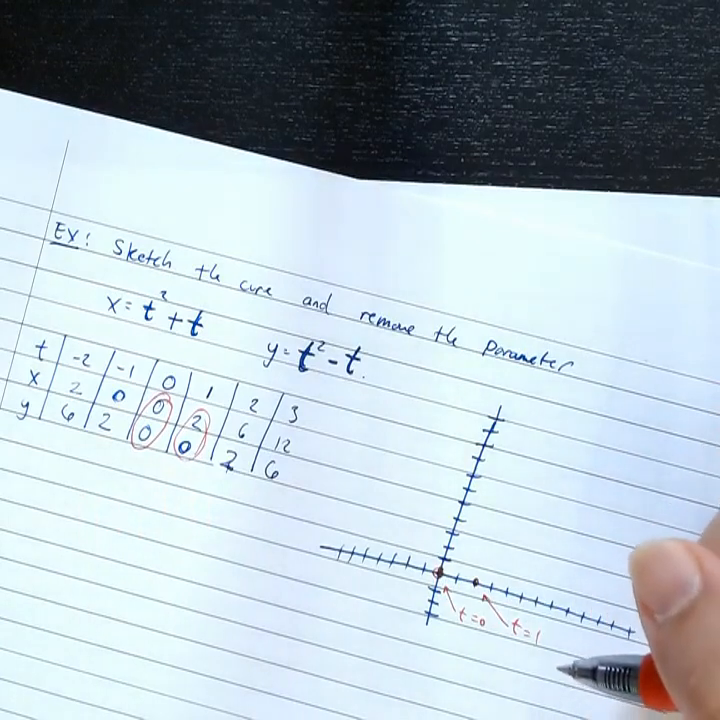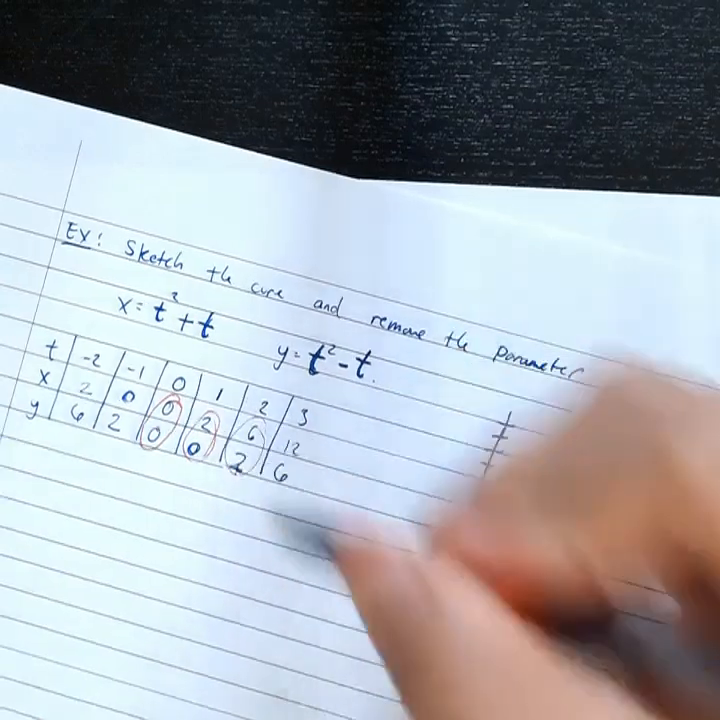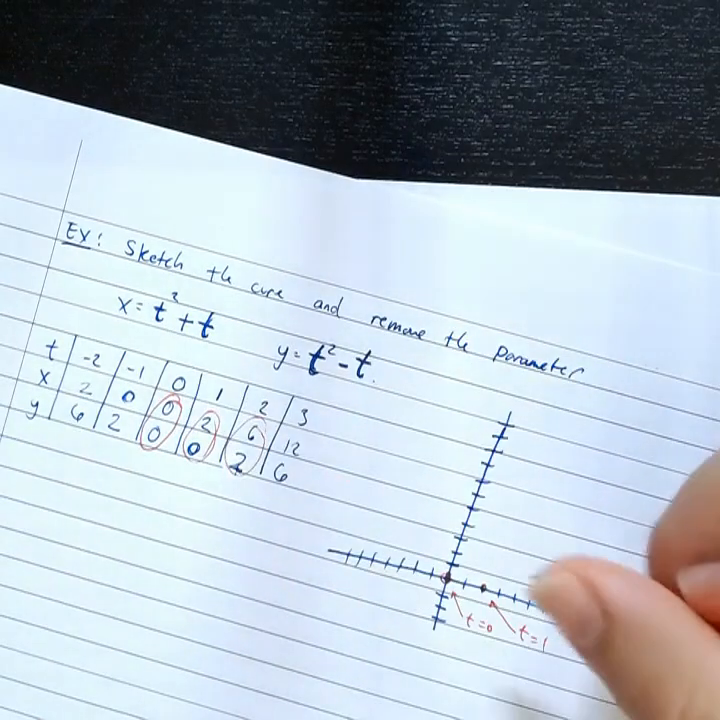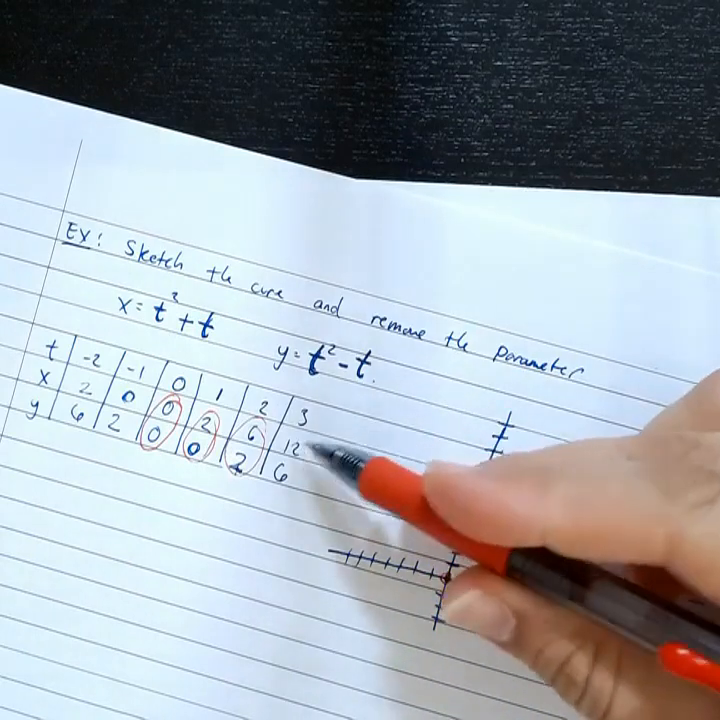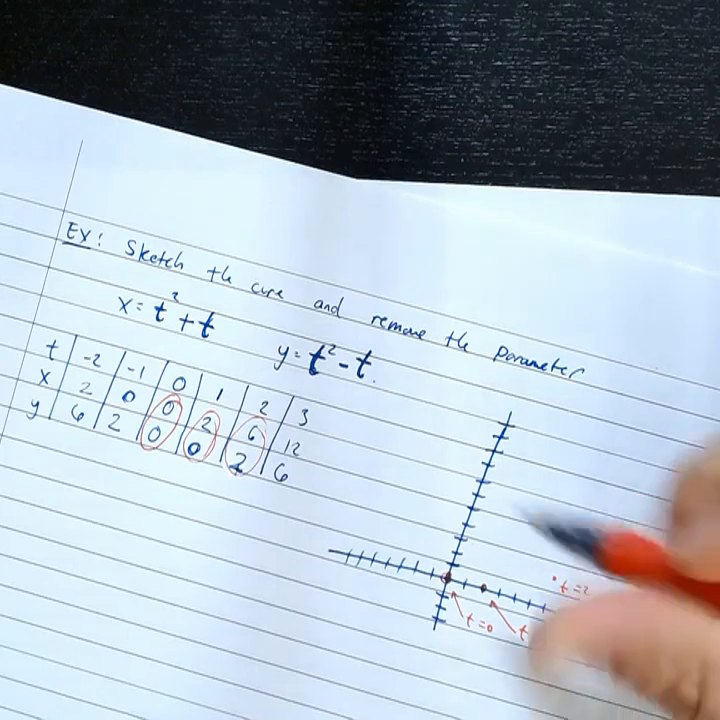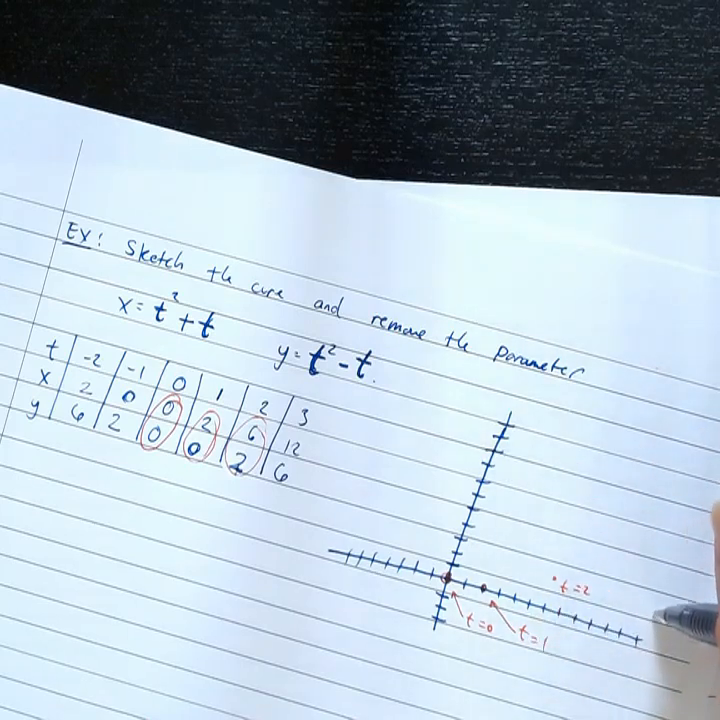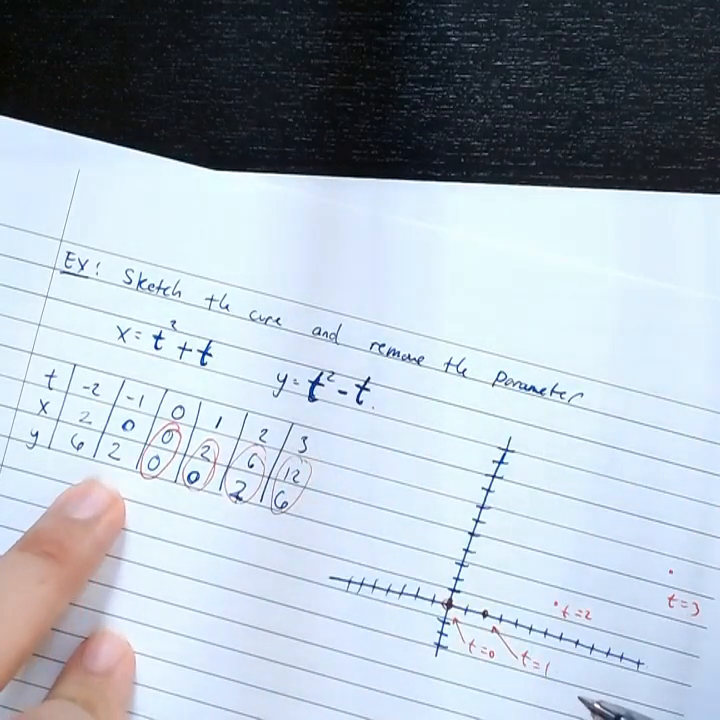If we have t is equal to 2, we have the point 6 comma 2. And then 12 comma 6, so 12 comma 6, whenever t is equal to 3. And then we can go back the other way around.